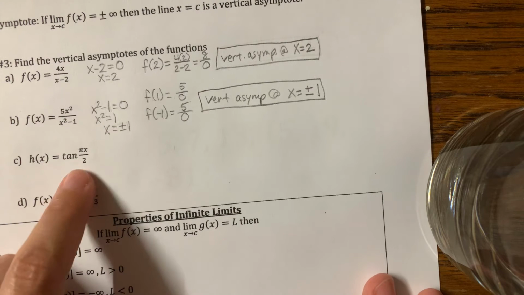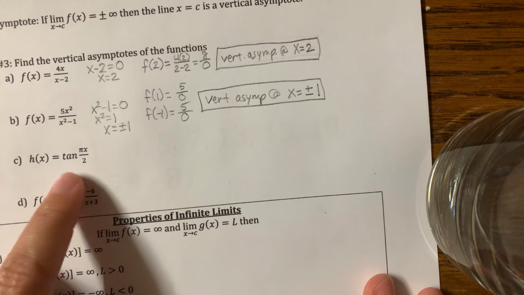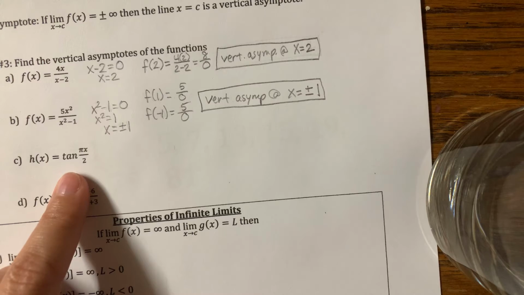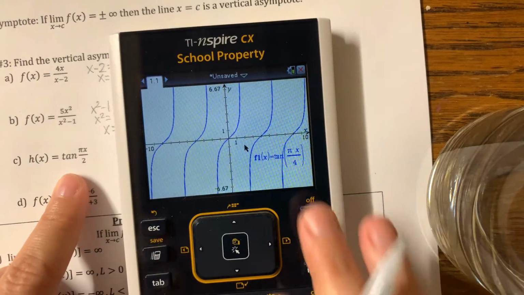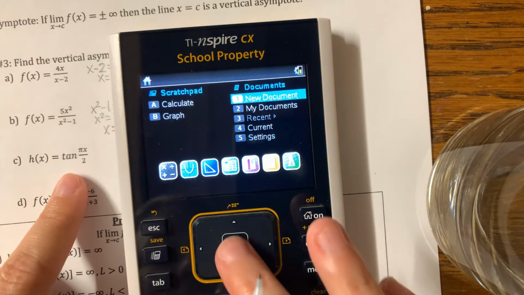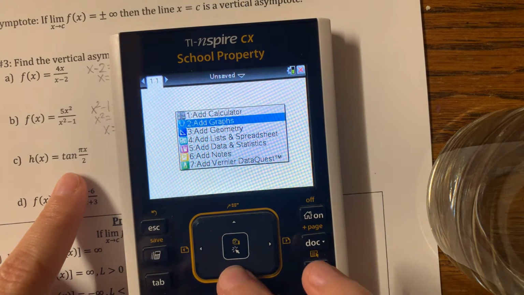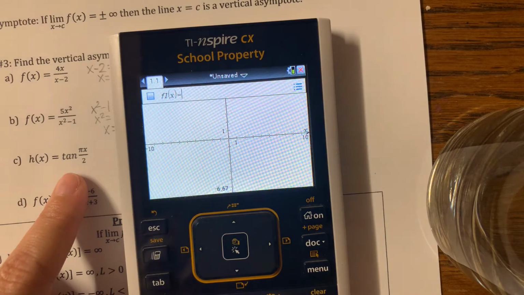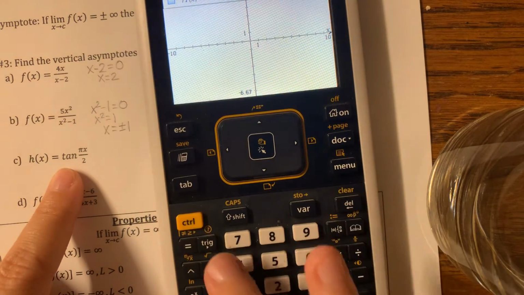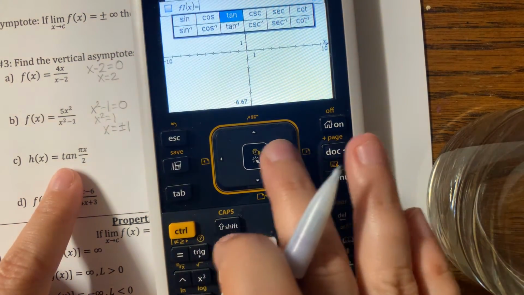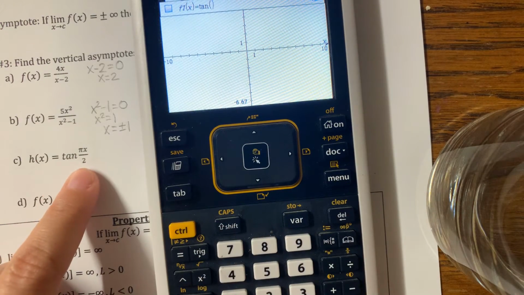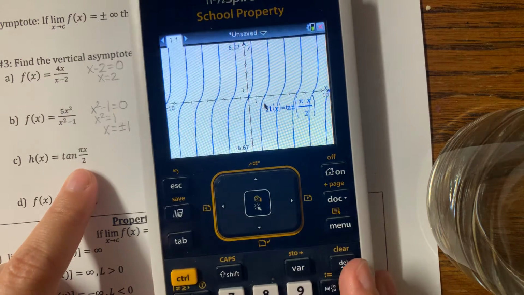Okay, now this one is one where I would just have to graph it and see what's happening. So I'm going to go back to this graphing utility again, go back to my main screen, new document. No, I don't want to save. I'm going to add a graph, and this is how I'm going to add it. So I'm going to type in my tangent again of pi x over 2. Enter that, and that's what I'm getting.